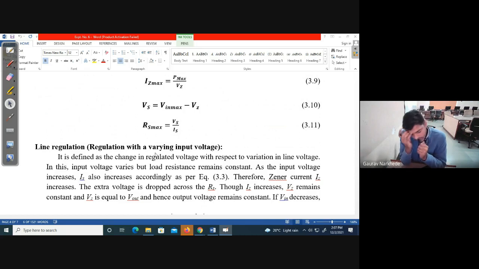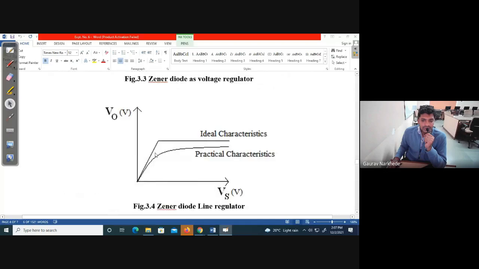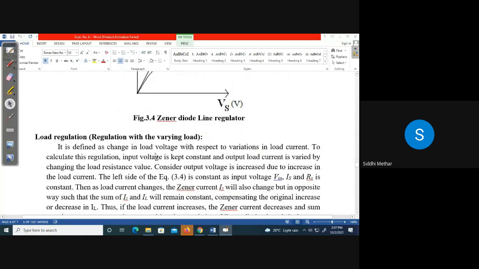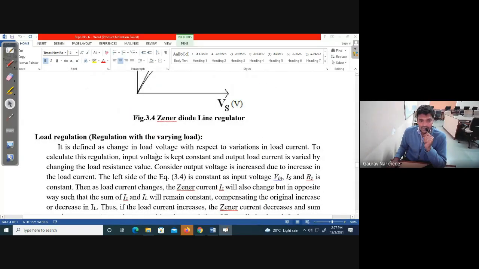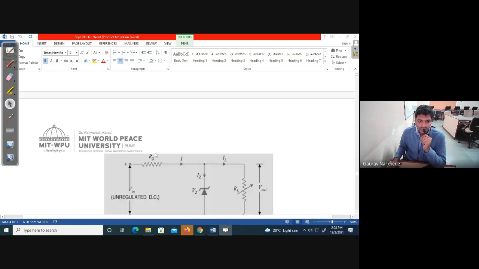Irrespective of change in the input voltage, I'm getting constant output voltage. That is called your line regulation, correct? And load regulation means the load is varying, still the output voltage is constant. What is load? RL, right? So irrespective of change in the load resistor, I'm getting constant output voltage across it, so that is called your load regulation. So both the cases we will be discussing.